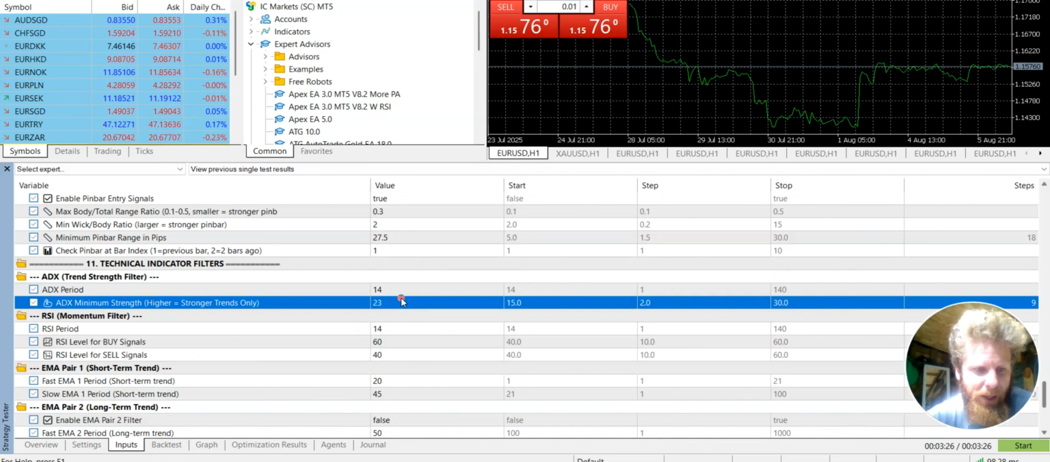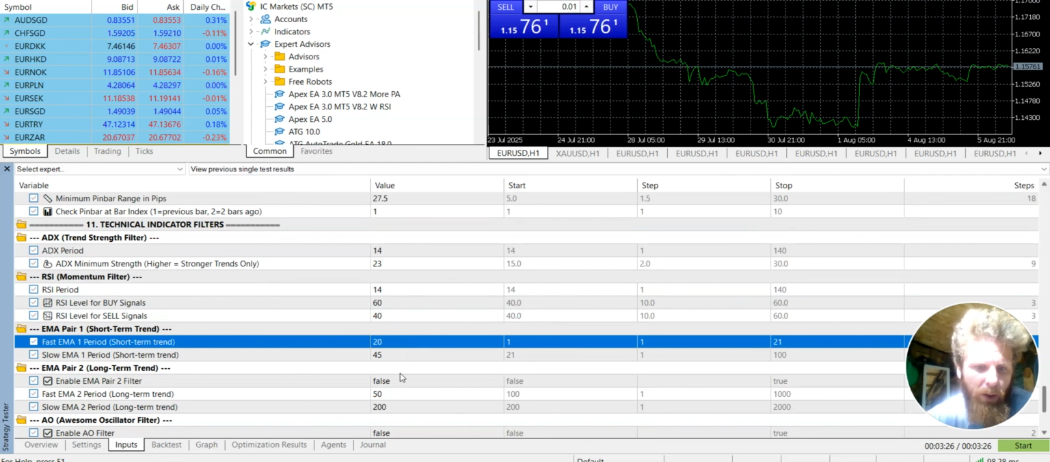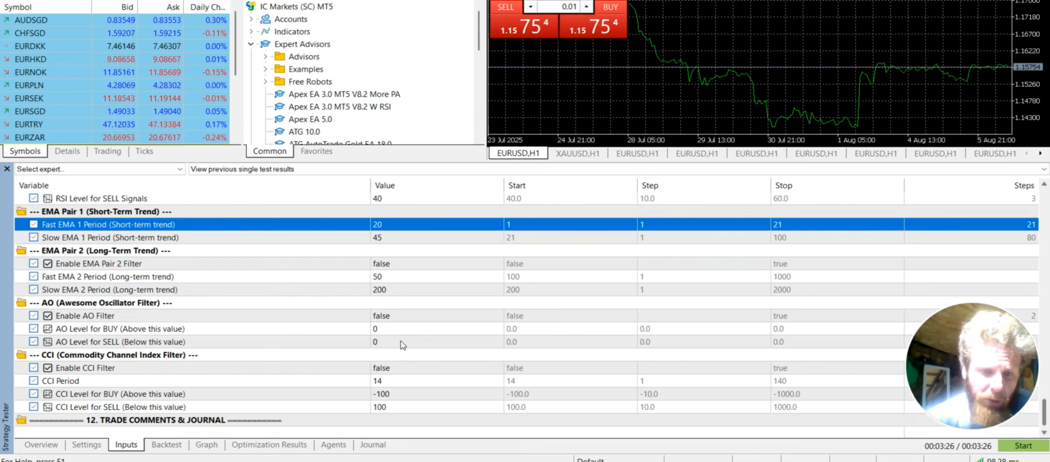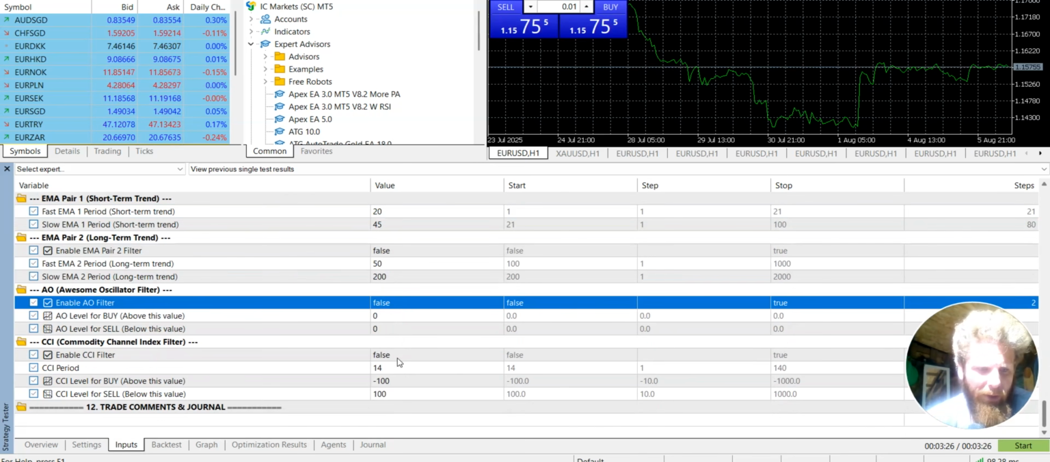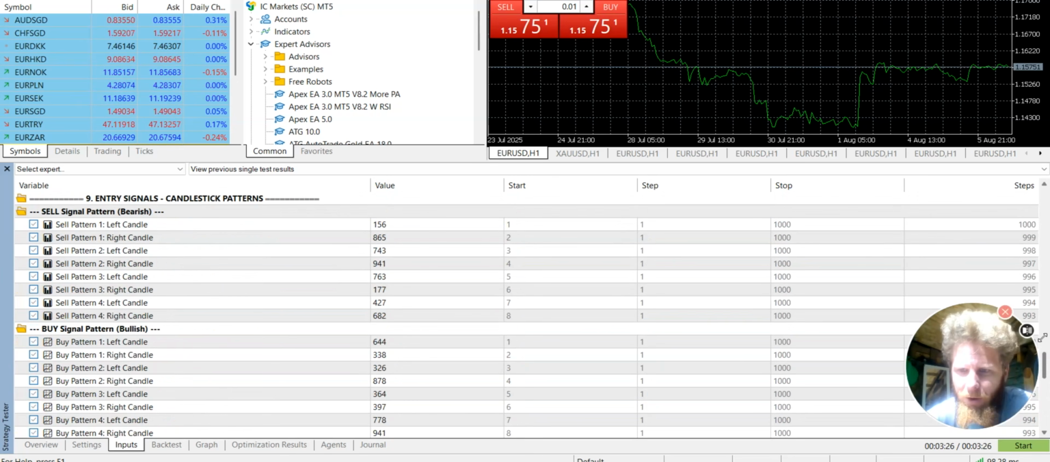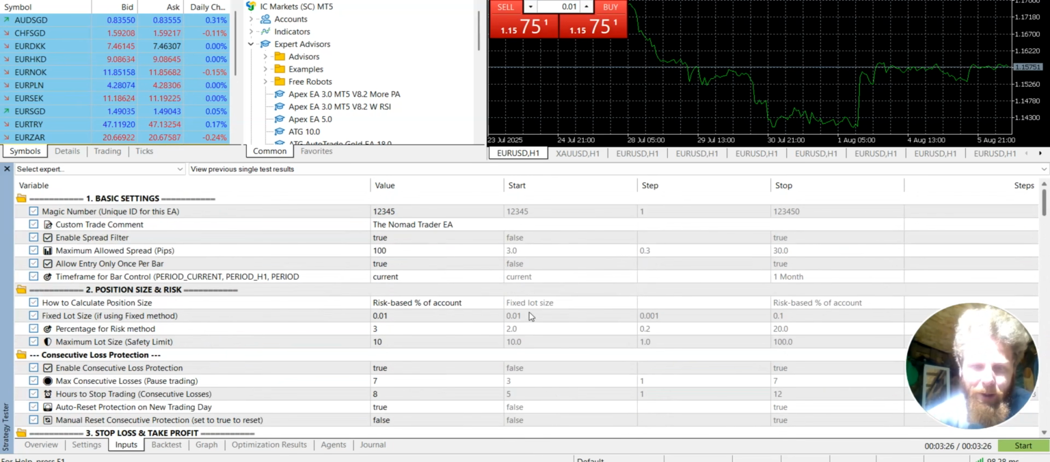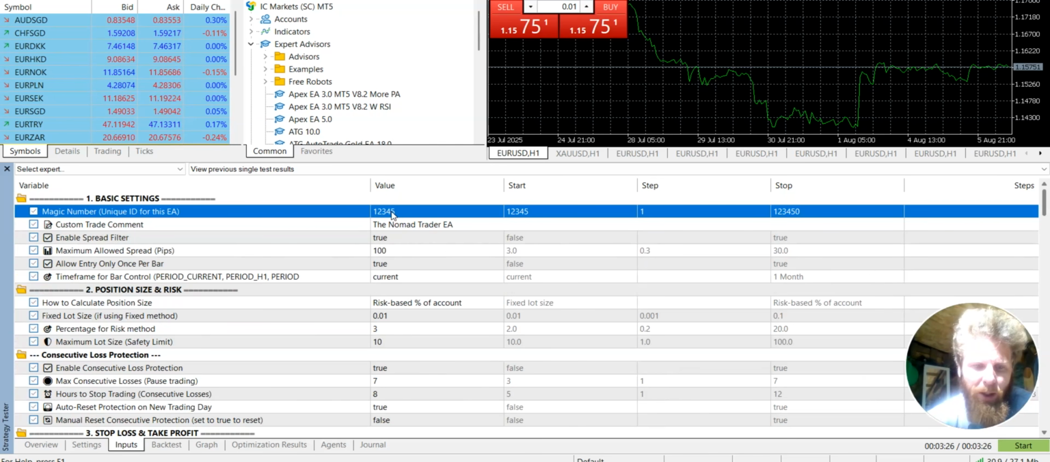And we have ADX, RSI, two separate EMAs for long-term and short-term, Osmo oscillator, CCI. So yeah, it is pretty complex, and I am very proud that I could really develop it finally to its fullest potential.